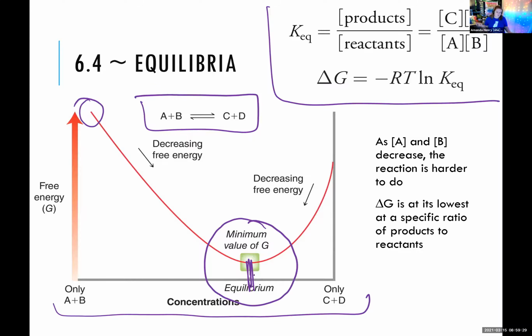So really the most important thing on here is it's telling us that the energy is at its lowest when we've reached equilibrium. And that will be a specific ratio of reactants to products, or products to reactants technically. But most importantly, the energy is at its lowest. We know low energy means a high stability in chemistry.